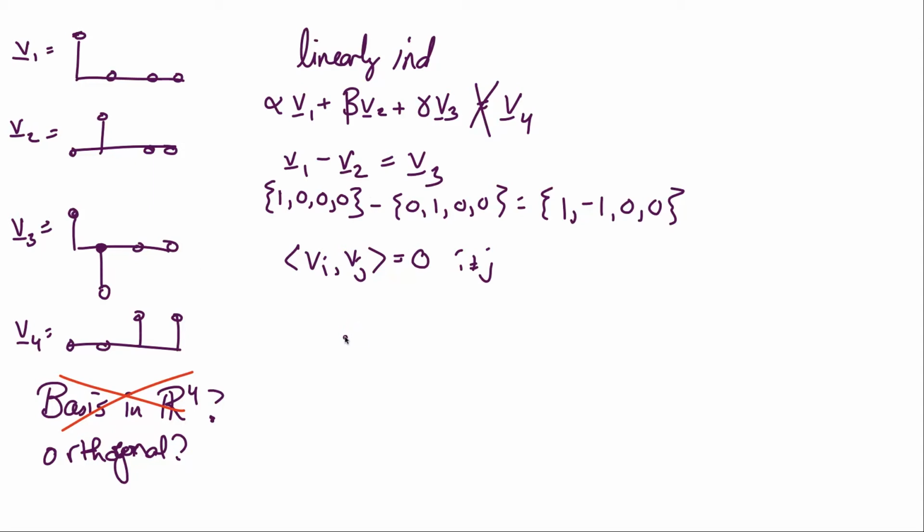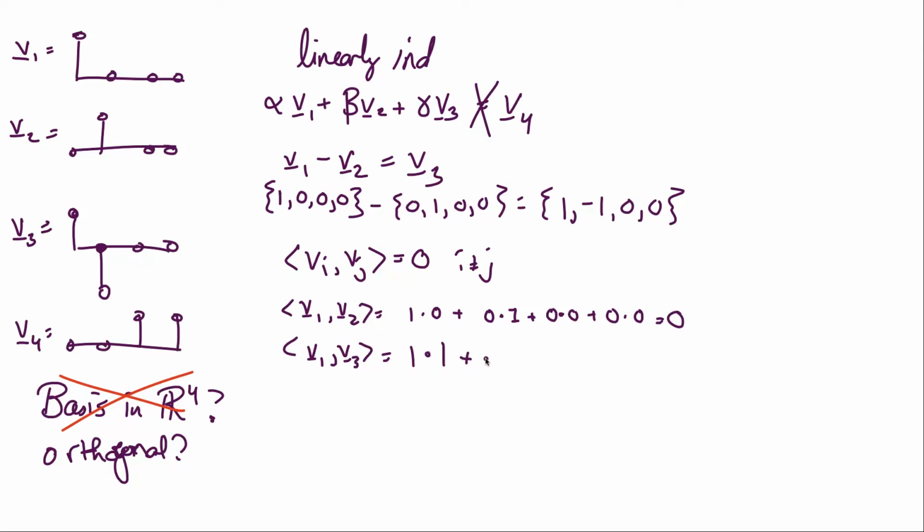So let's take an example, and let's do v1, v2. That's going to be 1 times 0 plus 0 times 1 plus 0 times 0. Hey, that's good news, right? Great. So let's do v1, v3. And that's 1 times 1 plus 0 times, oh, well, that's too bad. Equals 1. So, not orthogonal either.